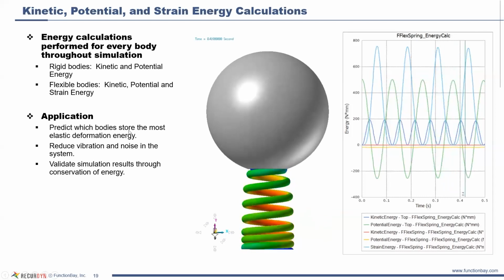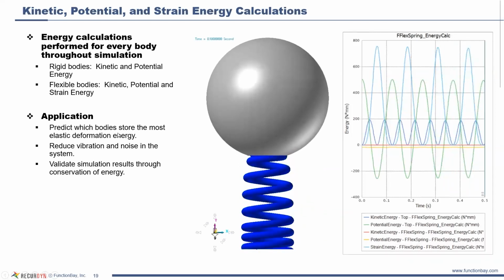Applications of this enhancement are that you can predict which bodies will store the most elastic deformation energy, and those bodies might be the ones that are more susceptible to failure. So the engineer can easily identify those bodies. This also helps reduce vibration and noise in the system. And it can be used as a way to validate the simulation results through the conservation of energy.